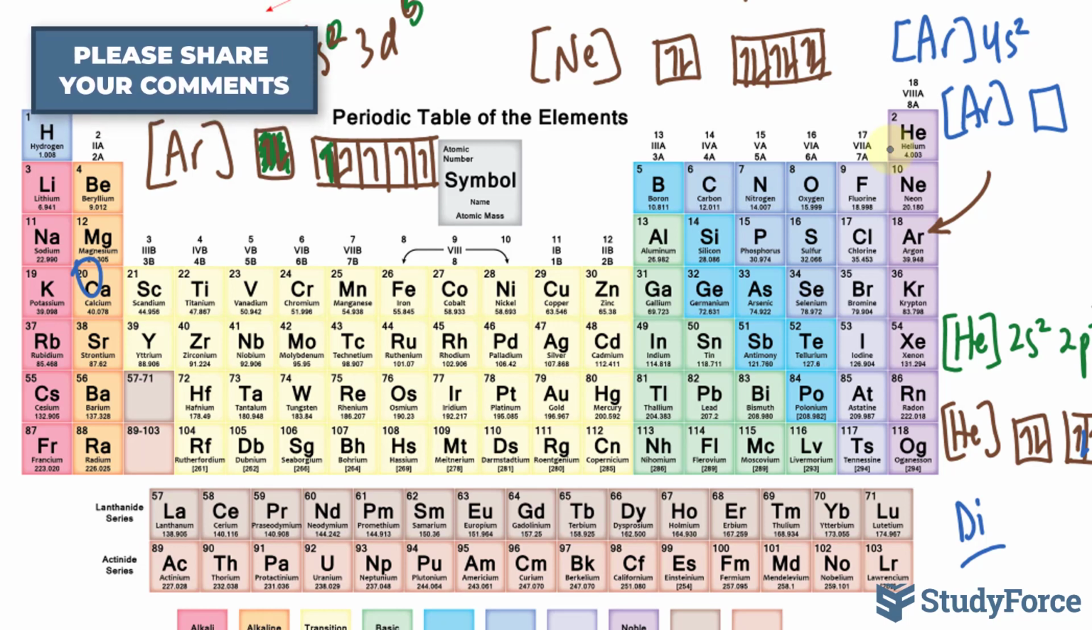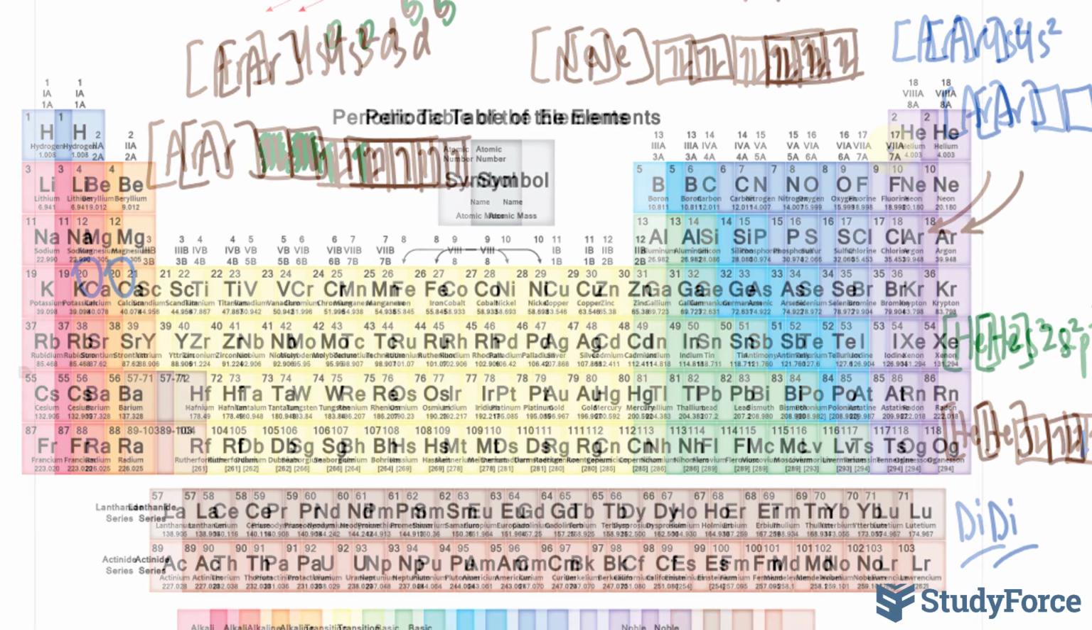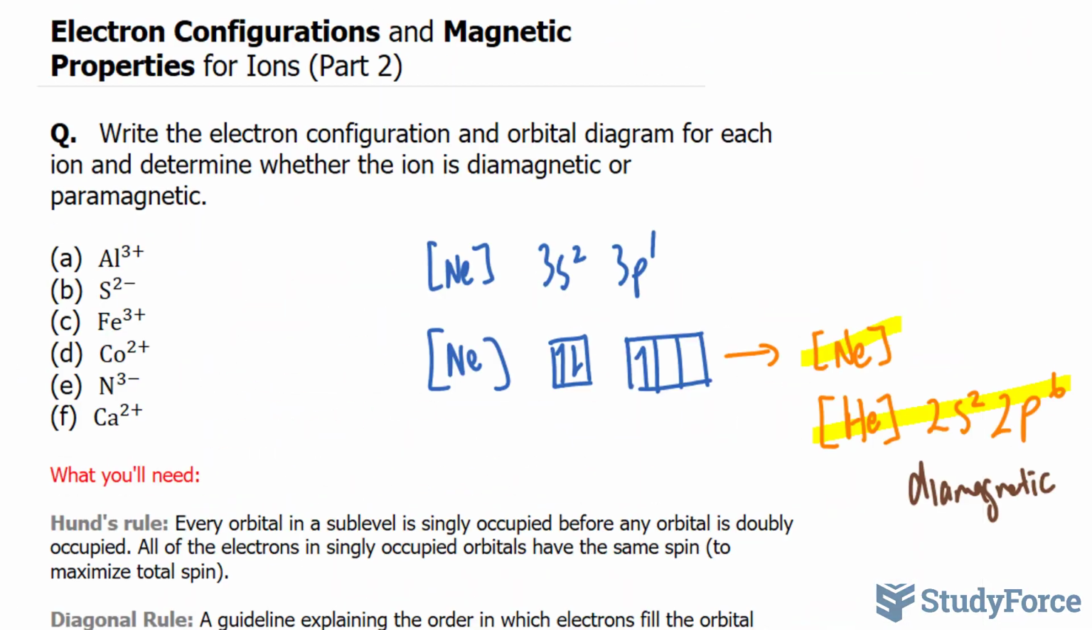So technically it's 1s2, 2s2, 2p6, 3s2, 3p6. And there you have it. 3 more examples on how to write the electron configuration and magnetic properties for ions. And of course it wasn't mentioned, but this is diamagnetic.